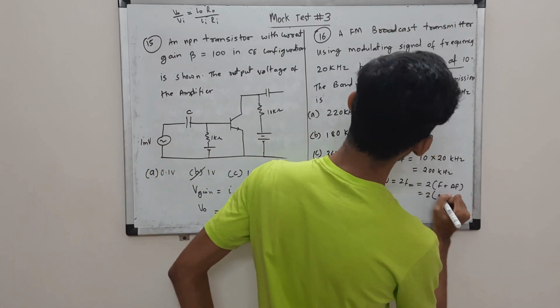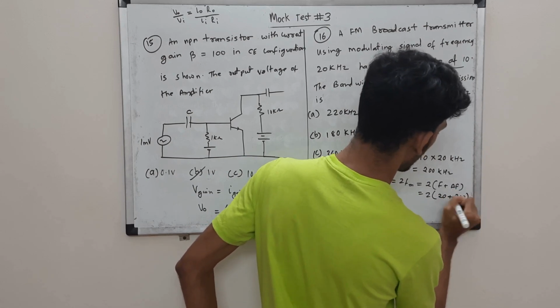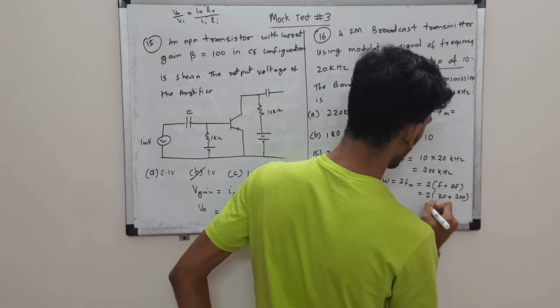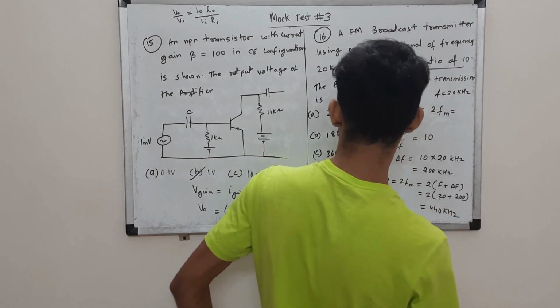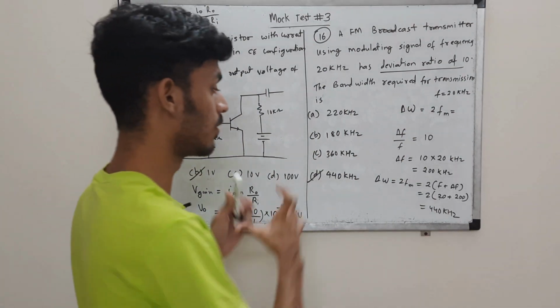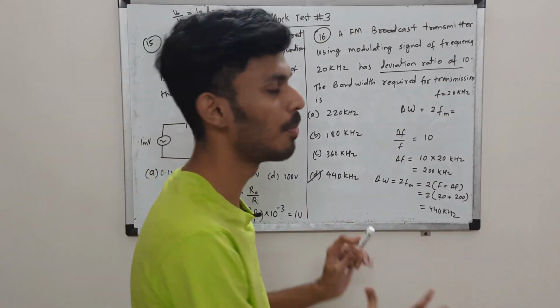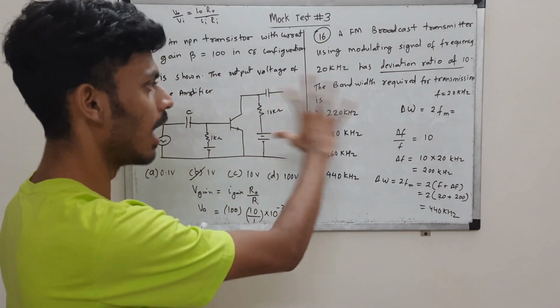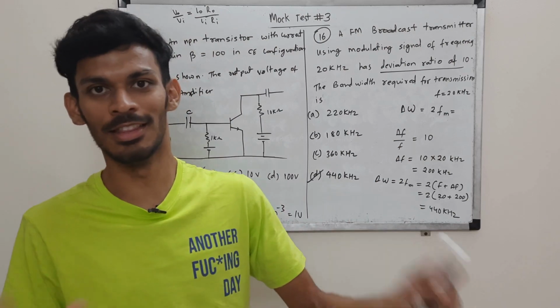So frequency is 20 and error is 200. So this is 220. 220 into 2 is 440 kilohertz. So option D, 440 kilohertz, is the correct choice over here. It was pretty similar to the last question. The questions on communication are pretty similar, and this question is pretty much repeating in the papers.